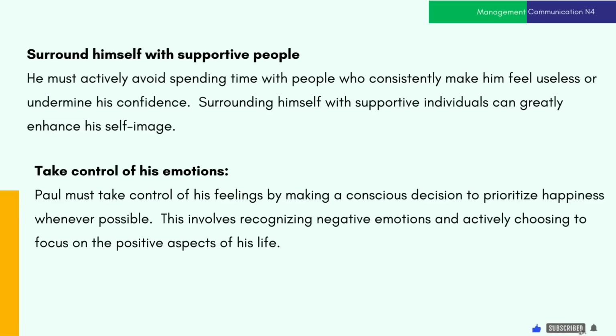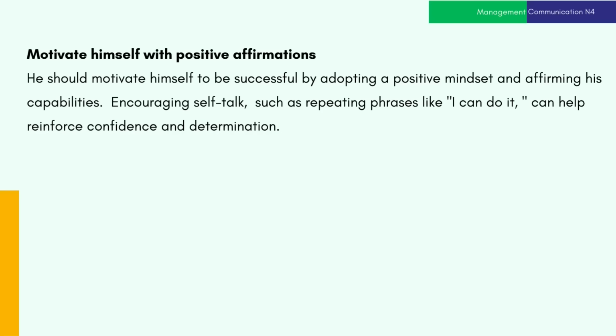3. Take control of his emotions. Paul must take control of his feelings by making a conscious decision to prioritize happiness whenever possible. This involves recognizing negative emotions and actively choosing to focus on the positive aspects of his life. 4. Motivate himself with positive affirmations. He should motivate himself to be successful by adopting a positive mindset and affirming his capabilities. Encouraging self-talk, such as repeating phrases like "I can do it," can help reinforce confidence and determination.